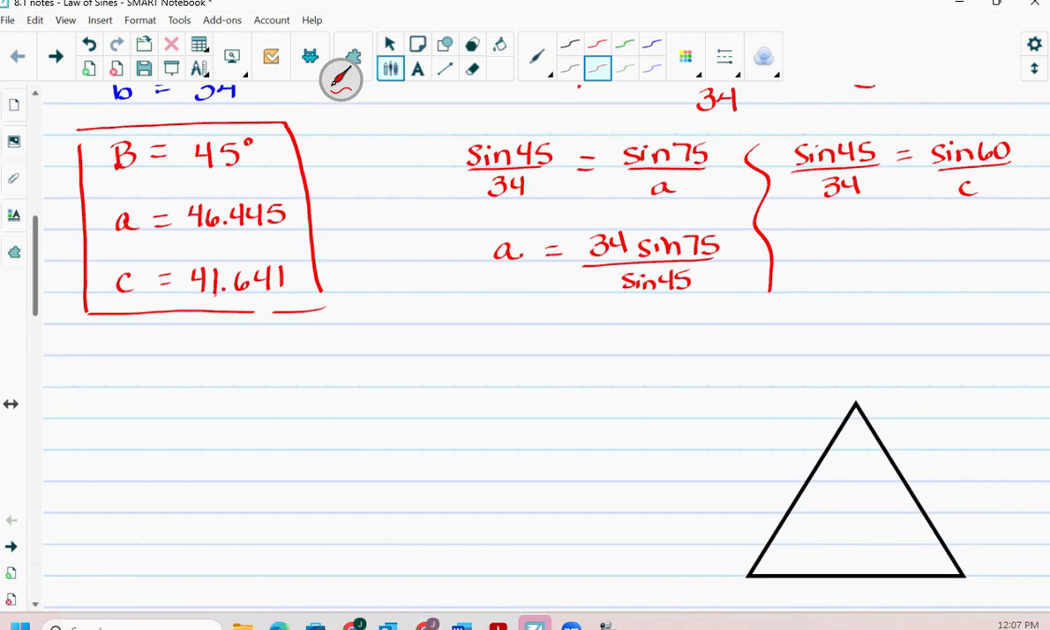Let's try again. All right, you guys will do this one start to finish. Same rounding rules. Angle B is 20 degrees. Angle C is 25 degrees. And side C is 8.